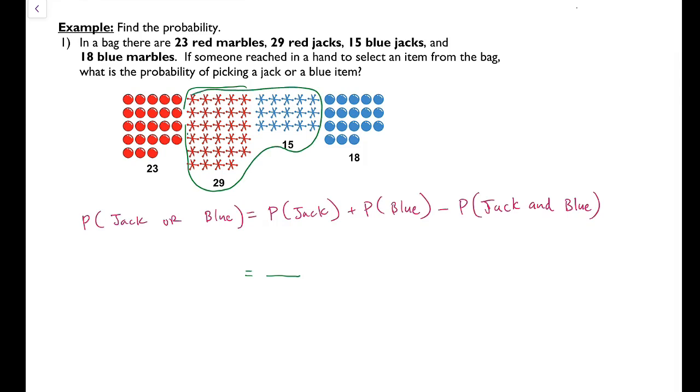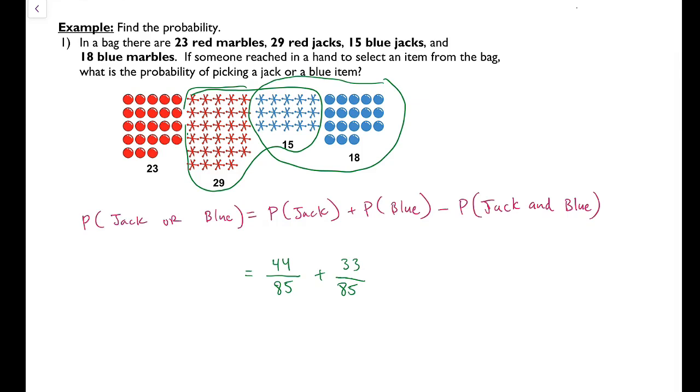And notice that we have, let's see, 29 plus 15, that gives us 44 different ways we can select a jack out of 85 total items. Again, 85 we can get if we add up all of these values, to get a total of 85 items, plus the probability of getting a blue item. So blue items are these guys right here. So 15 plus 18 gives us 33. 33 different ways we can select a blue item out of a total of 85 outcomes, or items in this case.